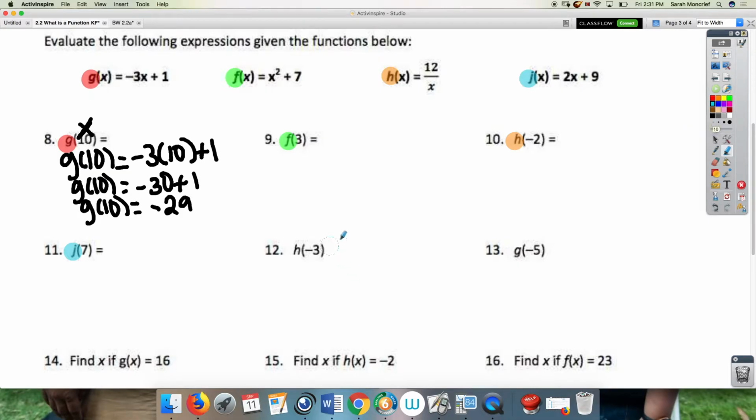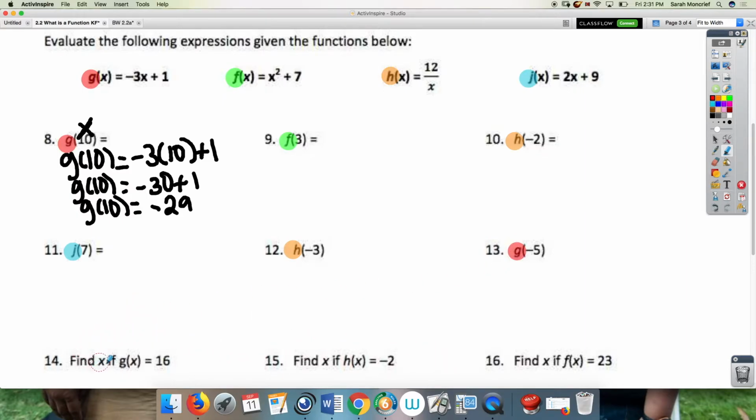Let's continue. The next one says h of negative 3. First, second, third, or fourth? The third, because they both have an h. And now let's look at 13. It says g of negative 5. Are we going to use the first, second, third, or fourth? First. You know what? Let's go ahead and label the ones down here too.